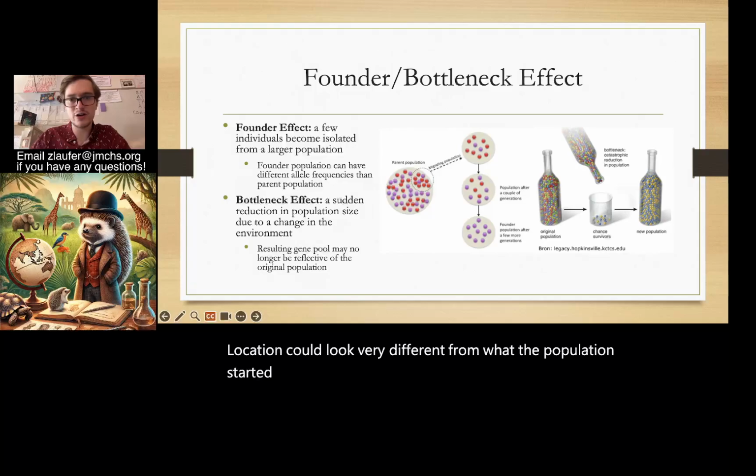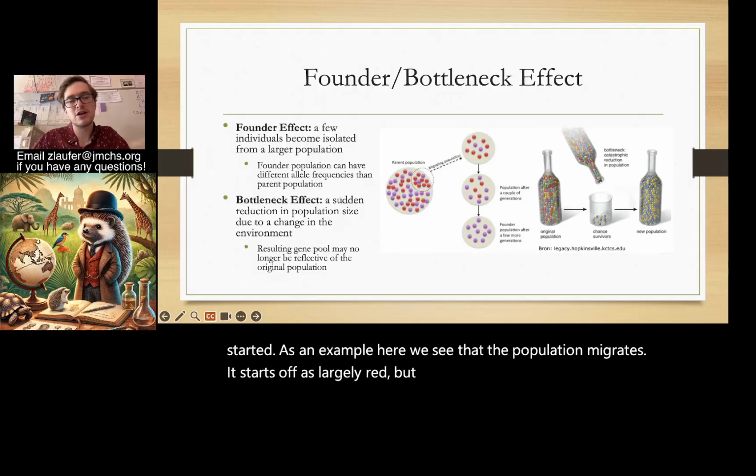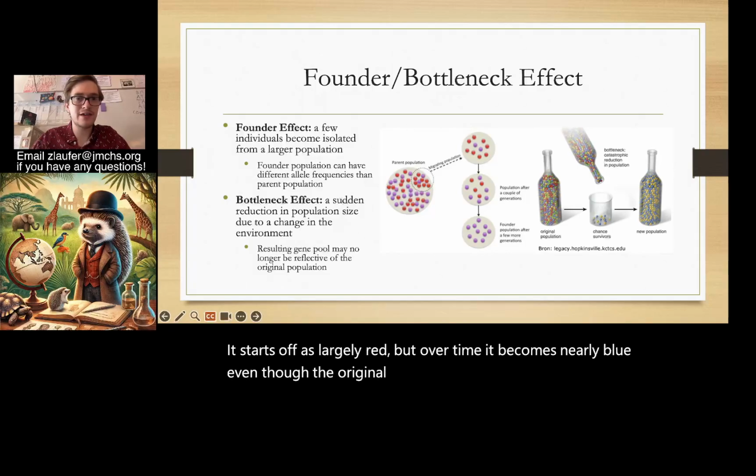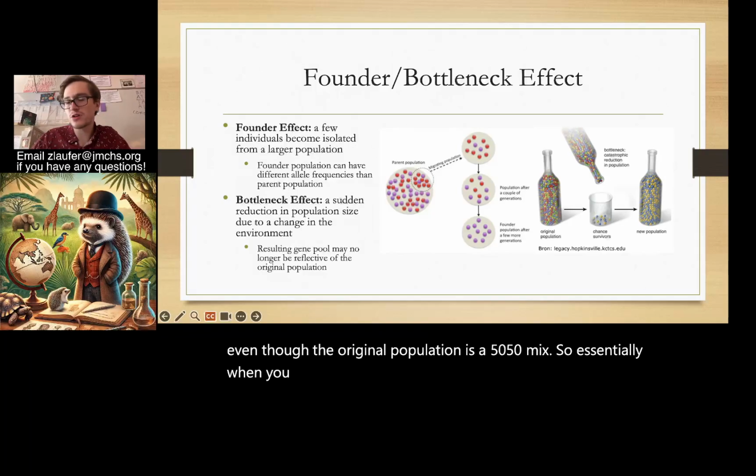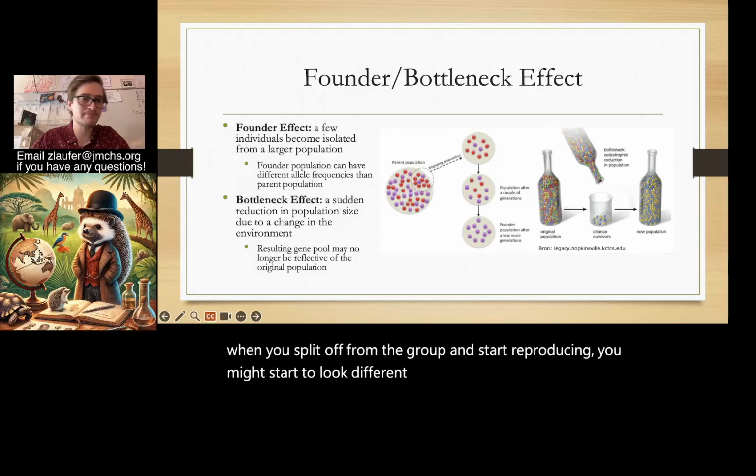In the example here, we see that the population migrates. It starts off as largely red, but over time it becomes nearly blue, even though the original population is a 50-50 mix. So essentially, when you split off from the group and start reproducing, you might start to look different after a bit of time.